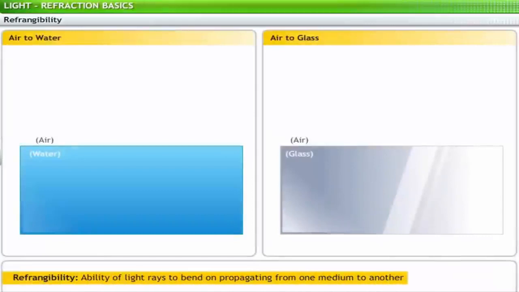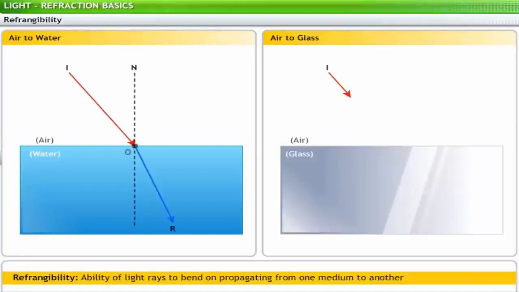Let's compare two situations where we observe the bending of light. When light passes from air to water, and when light passes from air to glass, you can see that light bends or deviates differently in both cases. That is, the angle of refraction in both cases is different. The deviation of light depends upon the nature of the two media and the optical density of the two media. The optical density of a medium is determined by a property called refractive index.